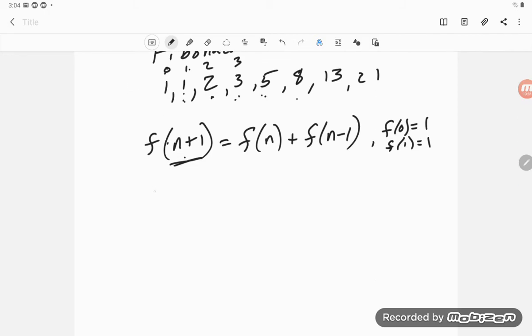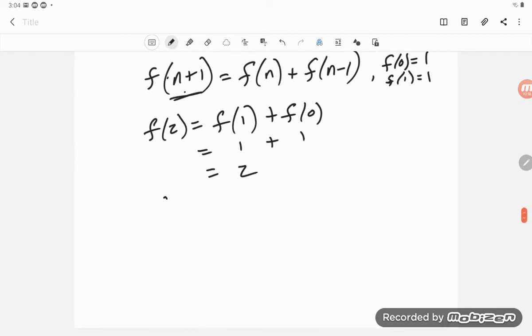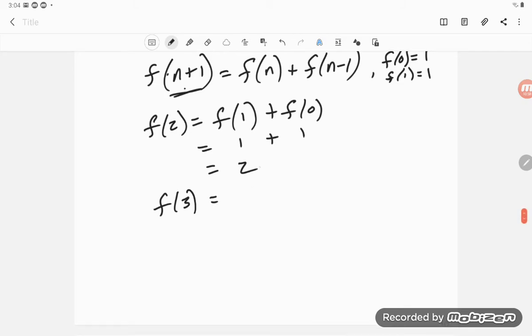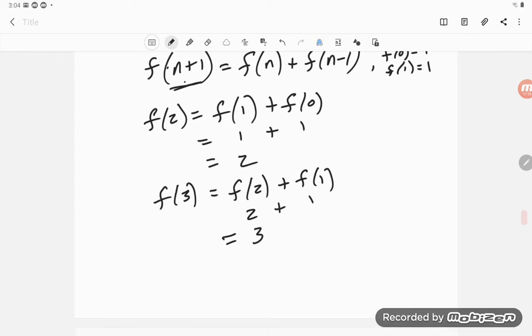And so then, my next number, I want f of 2. But according to this, f of 2 is f of 2 minus 1, or the one before that, so f of 1, plus f at 0. But f of 1 is 1, and f at 0 is 1, and so I get 2. And then f at 3 is f at 2 plus f at 1. And so f at 2 we just found, that's 2, plus f at 1 we were told that's 1. And so we get our 3 and so on. And that is a recursive relationship.